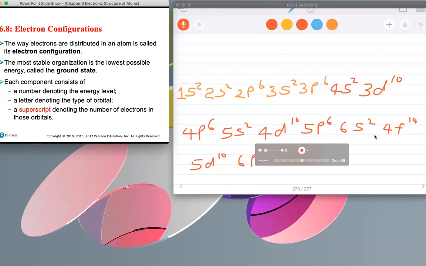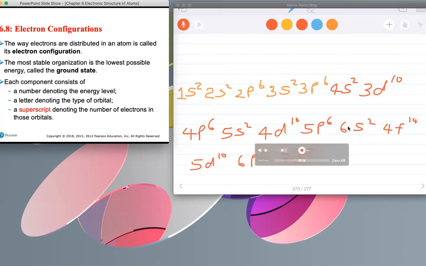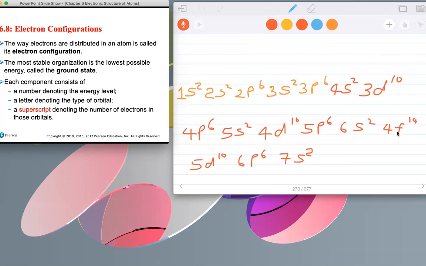and it has to do with the energy. It has to do with the energy. You interpret this as 6s having lower energy than 4f orbitals or subshell.